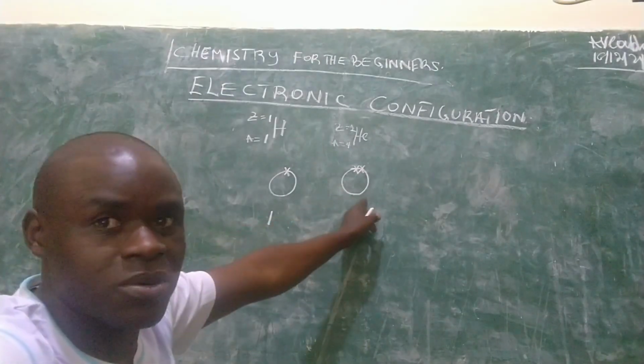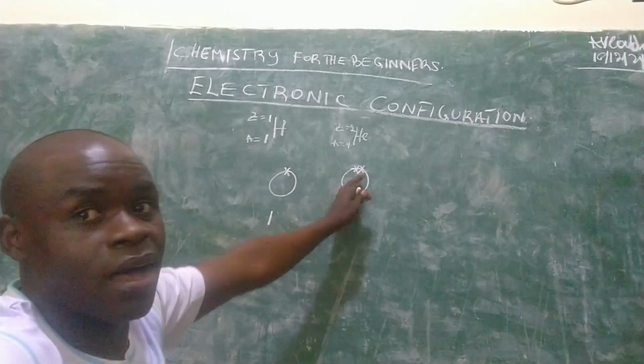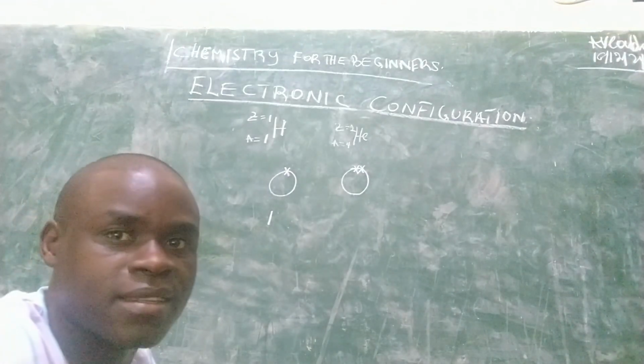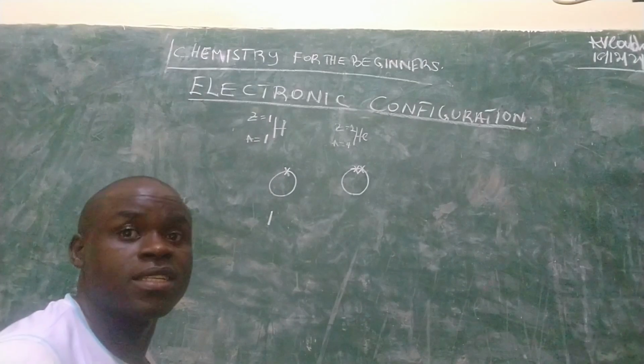So this one, we don't call it lone pair. It is a lone pair, but we don't call it a lone pair in noble gases. Helium is a noble gas, and the noble gases don't react. So we make sure that we make two. So let us see the third one.